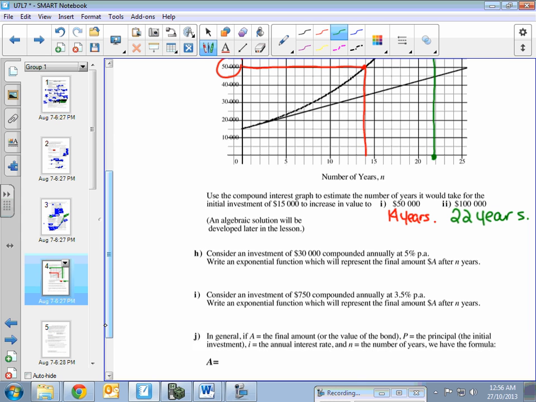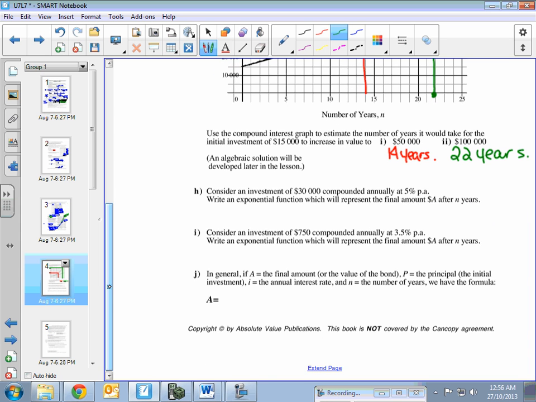Okay. So consider an investment of $30,000 compounded annually at 5% per annum. Write an exponential function which will represent the final amount A after n years. So final amount A, so it'll be A equals. Your little a will always be your initial investment. So if your investment is $30,000, that'll be your little a times, if I am compounded annually at 5% per year, it'll be 1 plus 5%, so it'll be 1.05. All to the exponent n. I'm saying to n years.